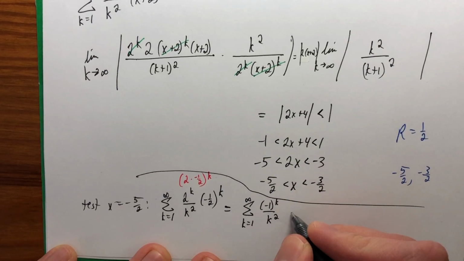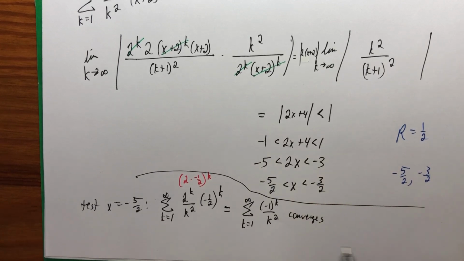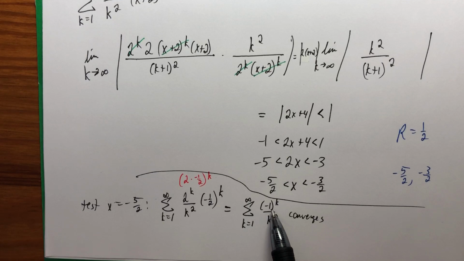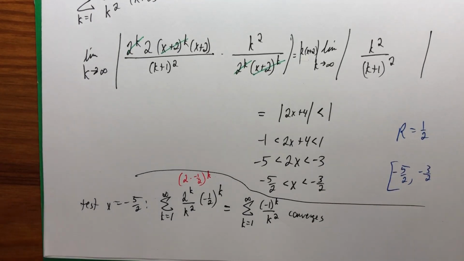So this converges. And I know it converges because it passes the p-series test. It's alternating, but you could pass the alternating series test and you got it. So there we go. We'll do the same thing with -3/2.